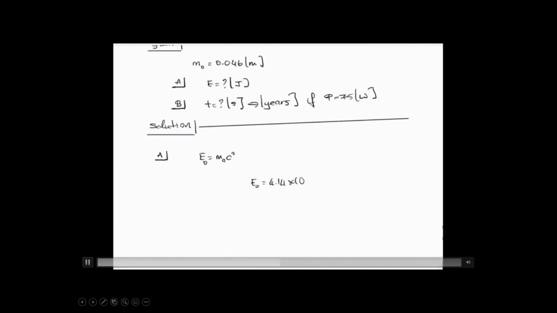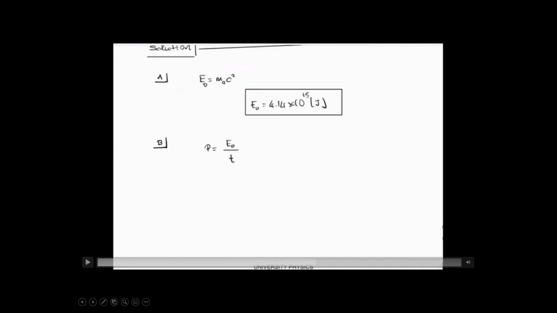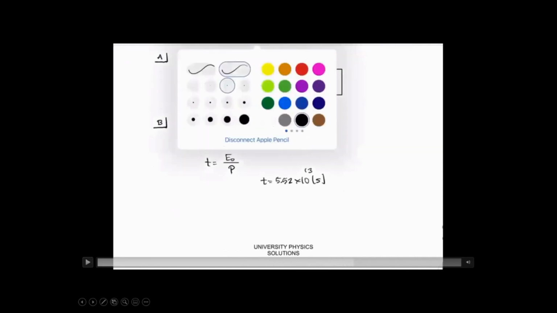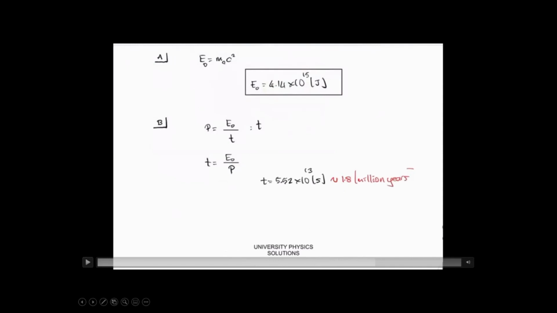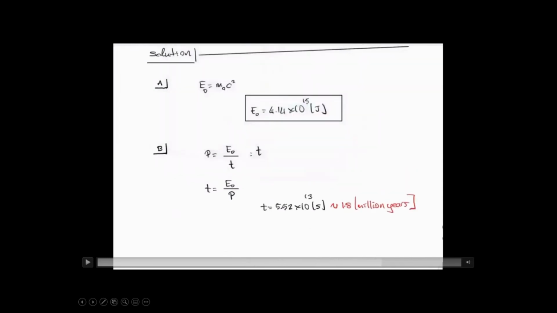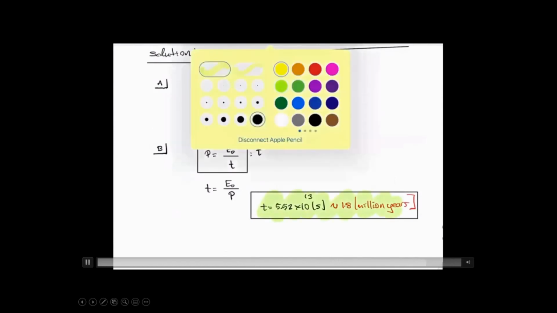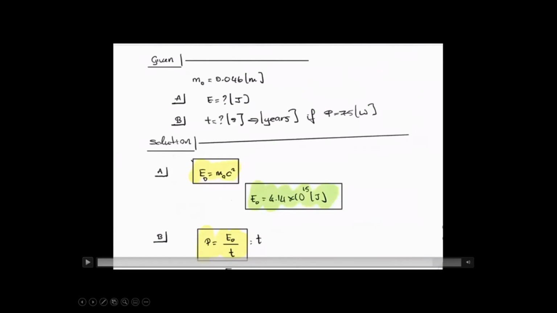Power is how fast energy is converted, how fast energy is transferred. So it's going to be E divided by t, amount of energy per time. Solve for time. It's going to give us the time in terms of seconds, and then convert it to years. That's going to be 1.8 million years. So if you can convert the mass of a Gauss bulb into electricity, this light bulb will be functioning for that many years.